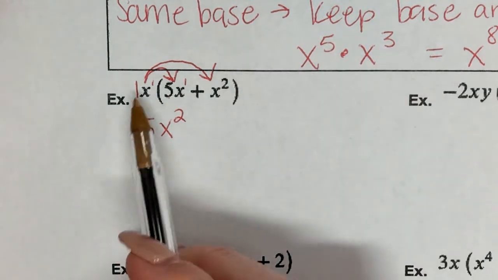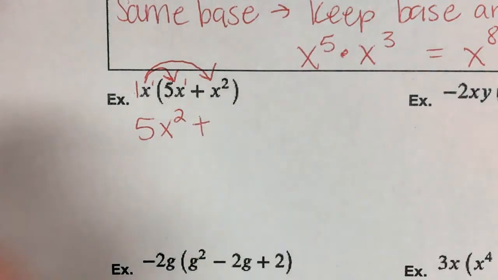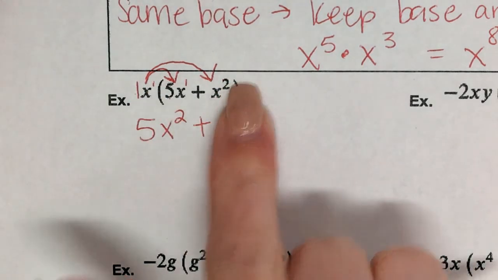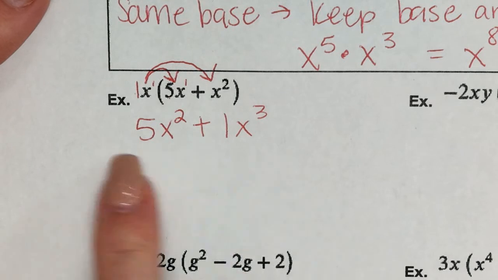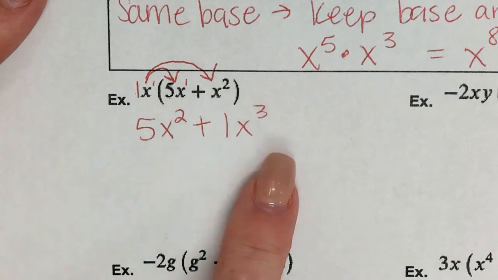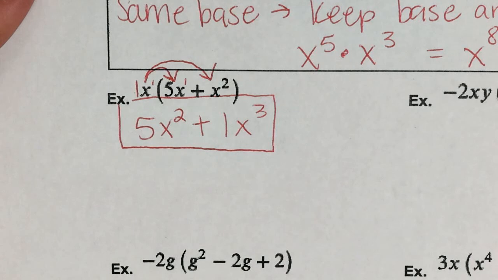Okay, now I have to do 1x times x squared. Well, 1 times 1 is 1, so that can stay 1. But what is x times x squared? X cubed, x to the 3rd power. What do y'all think about this? I think it's easy. Now, the next step would be if you can combine any like terms, then you would do that. But are any of these terms alike? No. So that's my final answer. Okay, let's go to the next example.